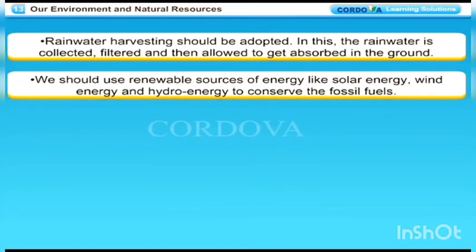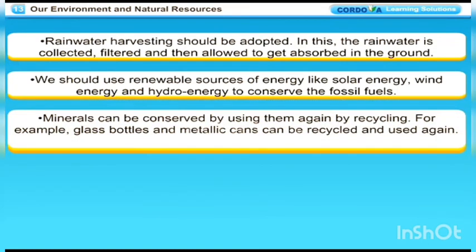We should use renewable sources of energy like solar energy, wind energy, and hydro energy to conserve the fossil fuels. Minerals can be conserved by using them again by recycling. For example, glass bottles and metallic cans can be recycled and used again.